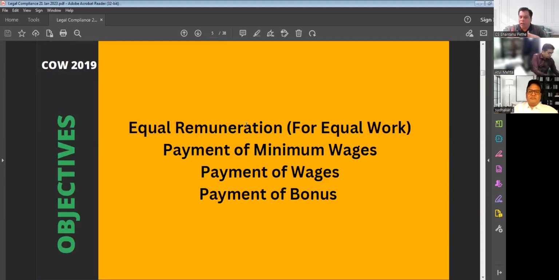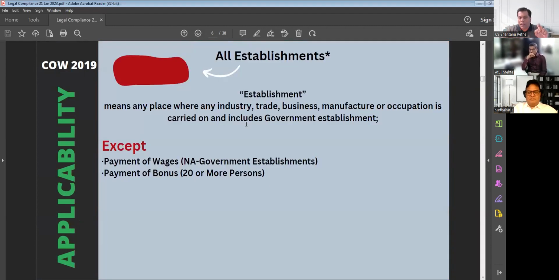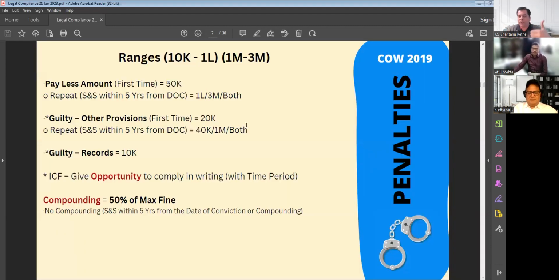For example, paying less than the minimum rate of wages will be an offense. For that, you will attract the penalty prescribed for the other provisions. Similarly, if there is any default in provisions related to bonus, which should be paid to all the workers, 8.33% is the minimum and 20% is the maximum. If you make any default in that, it will be treated as a default of other provisions and it will attract a 20,000 rupees fine.